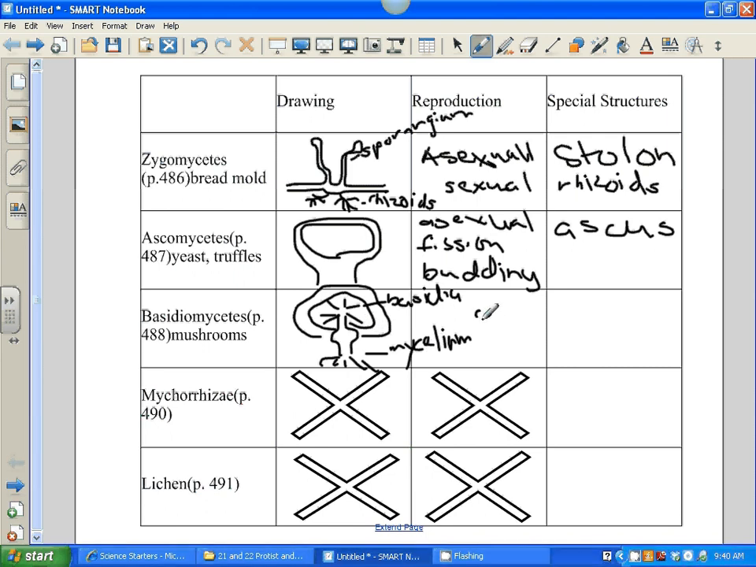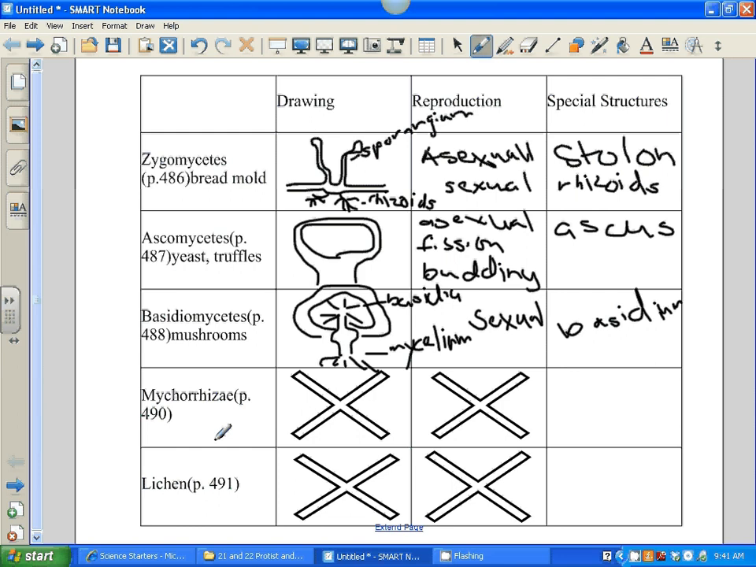These guys reproduce sexually, so they exchange DNA and create new little basidios or basidia or basidiomycetes. And their special structure is the basidia or basidium, which is the cap that they have on there.